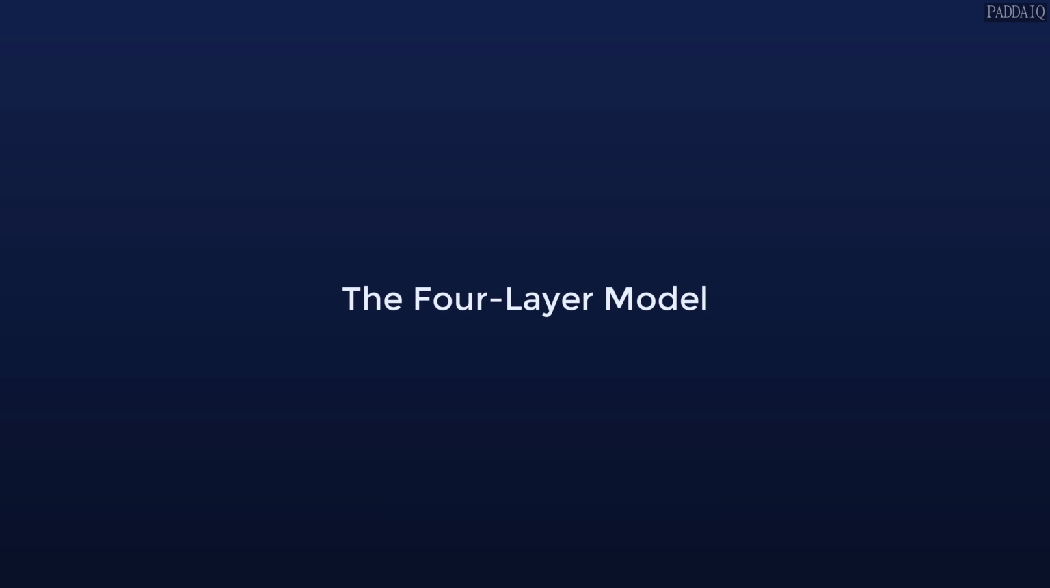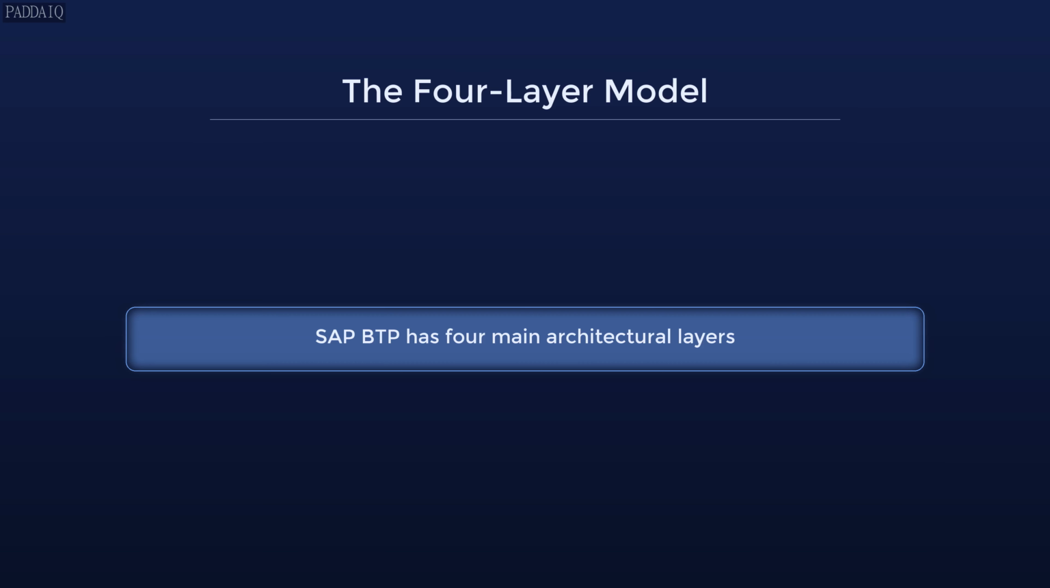The four-layer model for SAP BTP architecture. SAP BTP has four main architectural layers. These are the foundational building blocks: the runtime, database, user interface, and integration layers. For instance, a mobile app uses the UI layer, connects to the database layer, and runs on the runtime layer. This layered structure ensures a robust and scalable platform for all your applications.